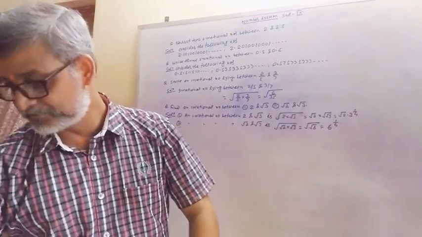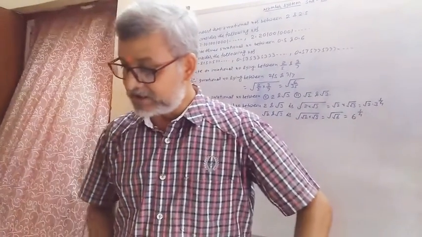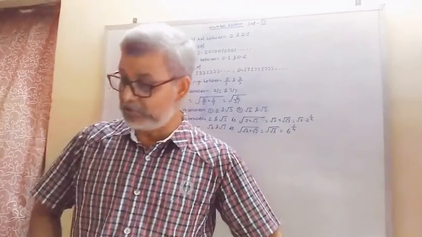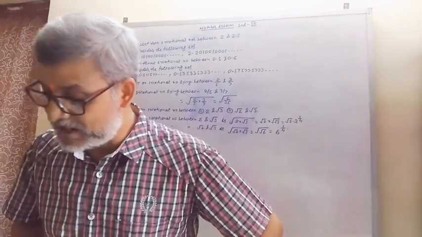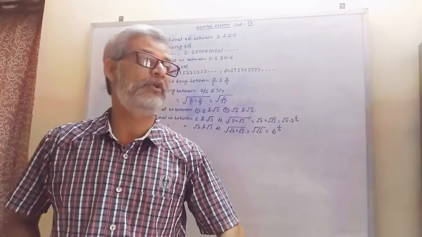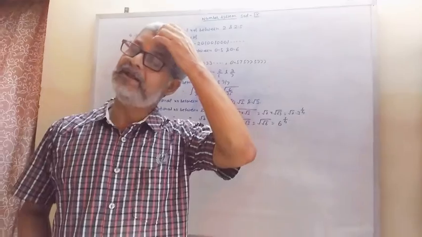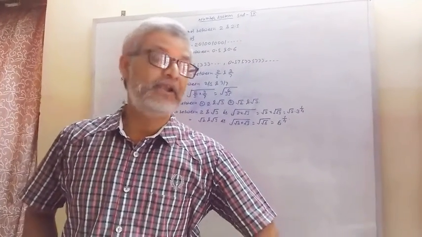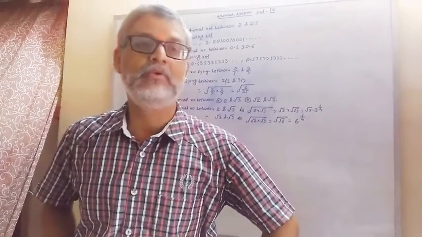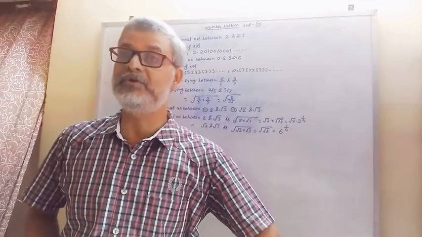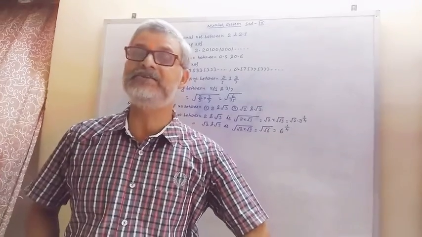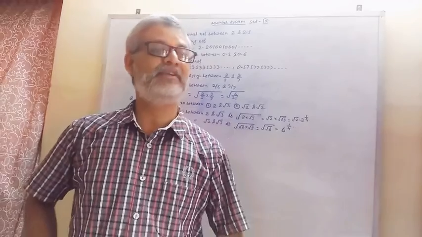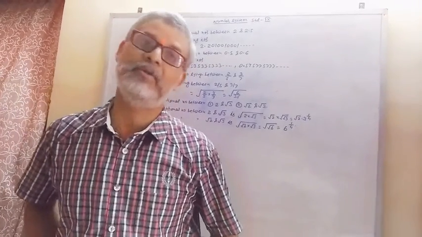A number is called an irrational number if it cannot be written in the form of p by q, where p and q are integers and q is not equal to 0. Any number that can be written in the form of p by q, where q is not equal to 0 and p and q are integers, is called a rational number. But an irrational number is any number which cannot be written in the form of p by q.